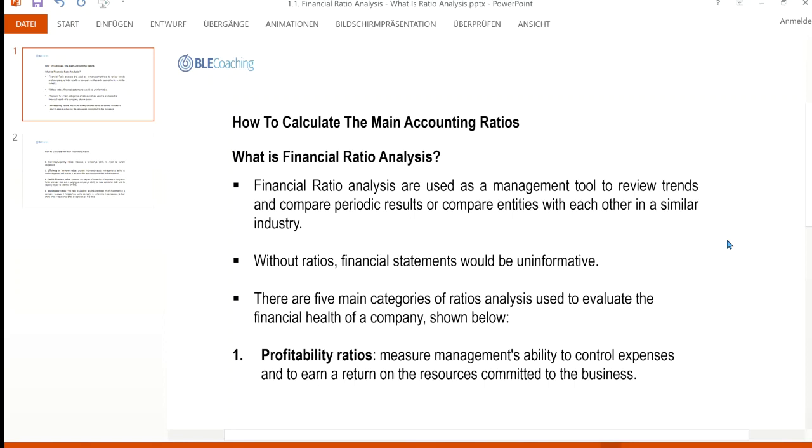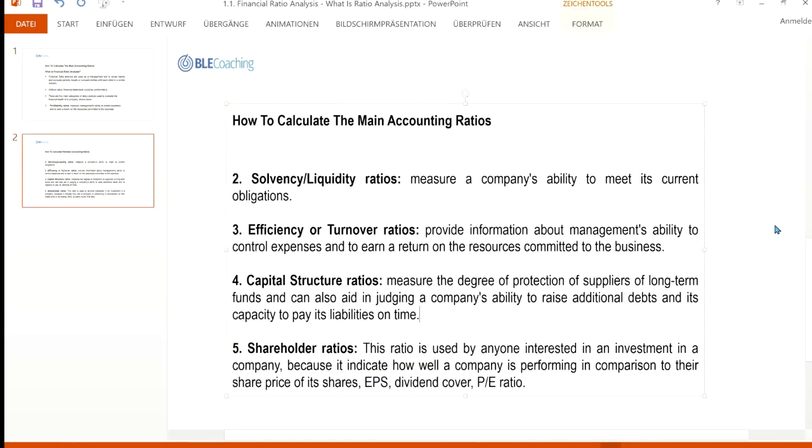There are five main categories of ratio analysis used to evaluate the financial health of any company, which are shown below. The first one is profitability ratios. This measures management's ability to control expenses and to earn a return on the resources committed to the business. The second one is solvency or liquidity ratios. This measures a company's ability to meet its current obligations.